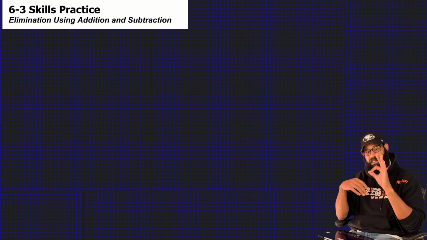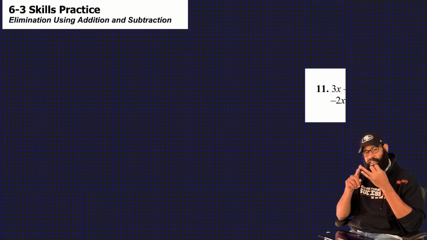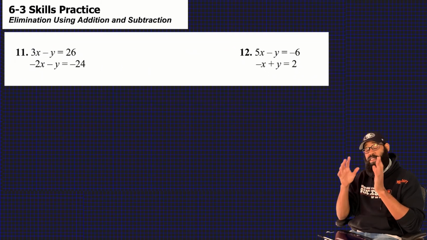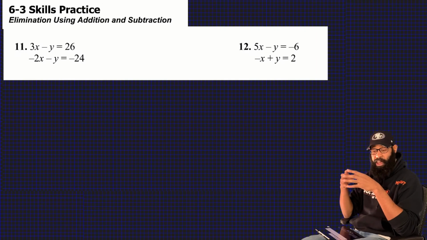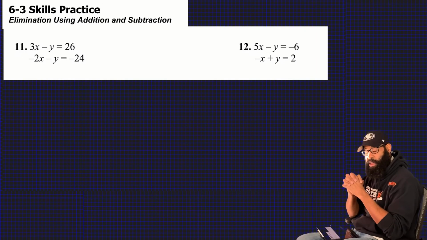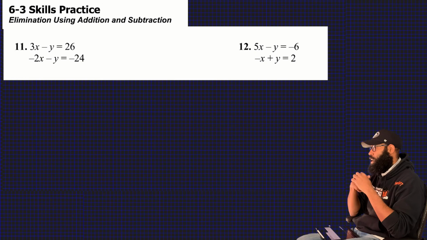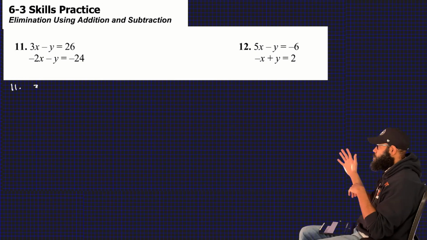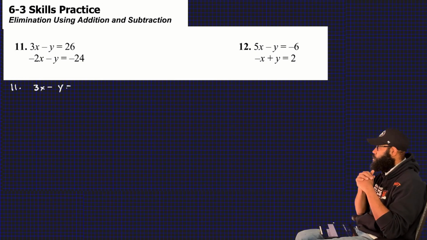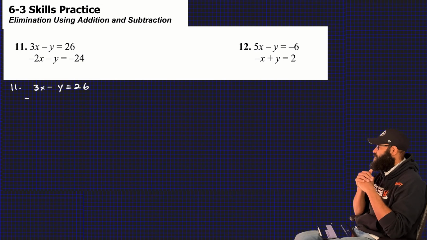There's 3 methods to solve. You got graphing, elimination, and substitution. So this is the last one, elimination. Lessons 1 and 2 were graphing and substitution. So, happy face for 11? Nope. We're going to have to adjust.